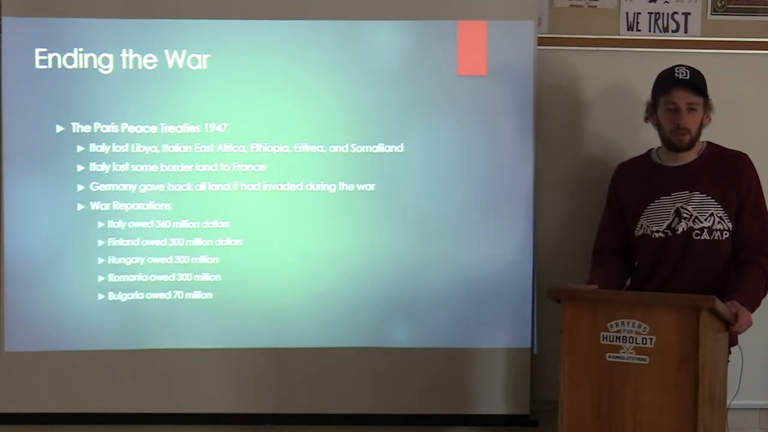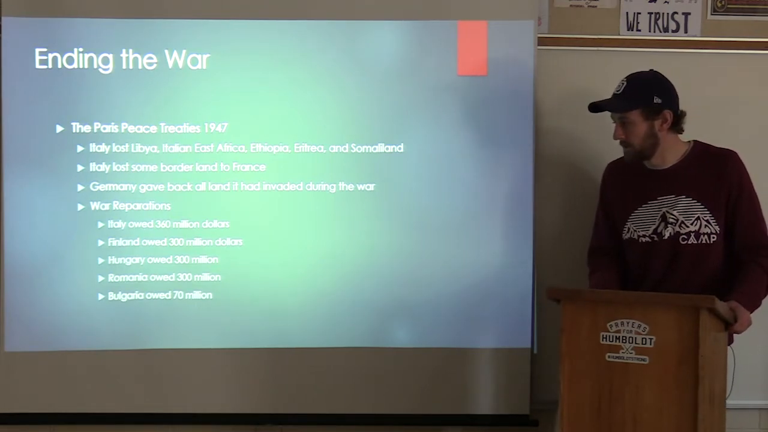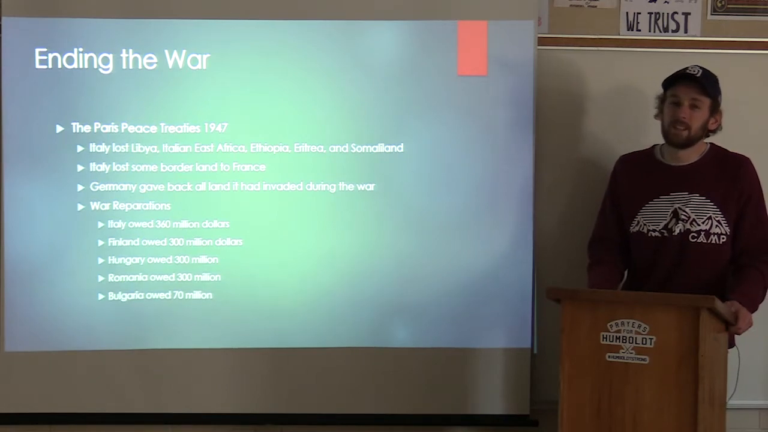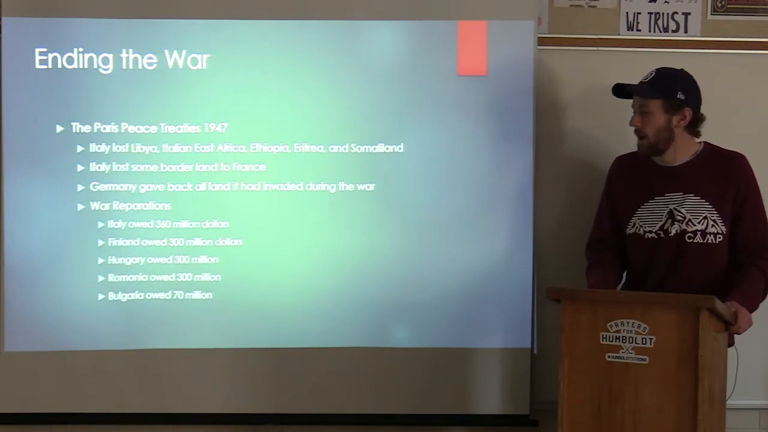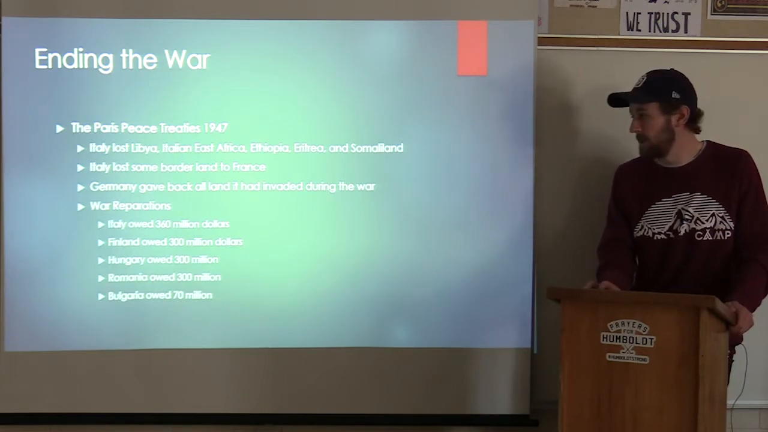We're looking at over $300 million. That's probably something that should be on the slide, but I've forgotten. You can always look that up. But Italy owes $360 million. Finland, who basically decided to join the Nazis because they didn't want to be invaded by the Russians, owes $300 million. Hungary owes $300 million. Romania owes $300 million. And Bulgaria owes $70 million.